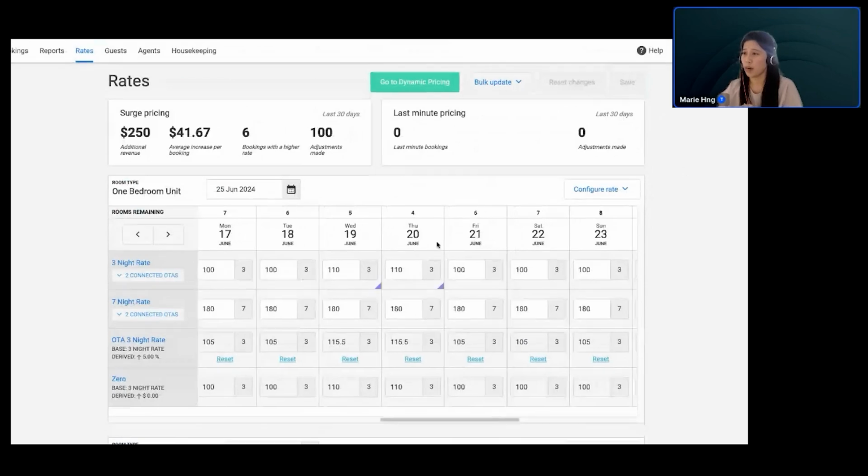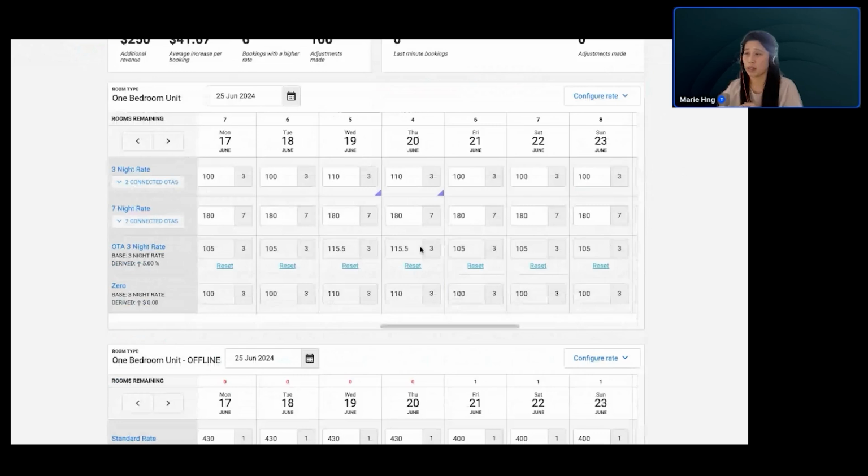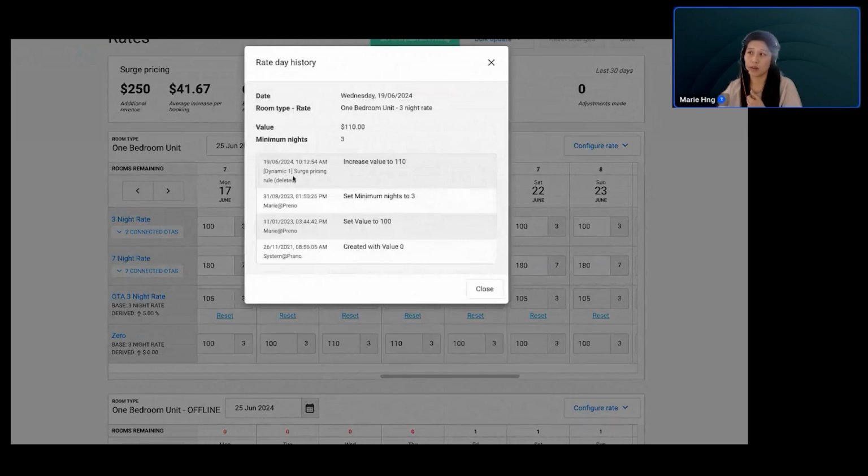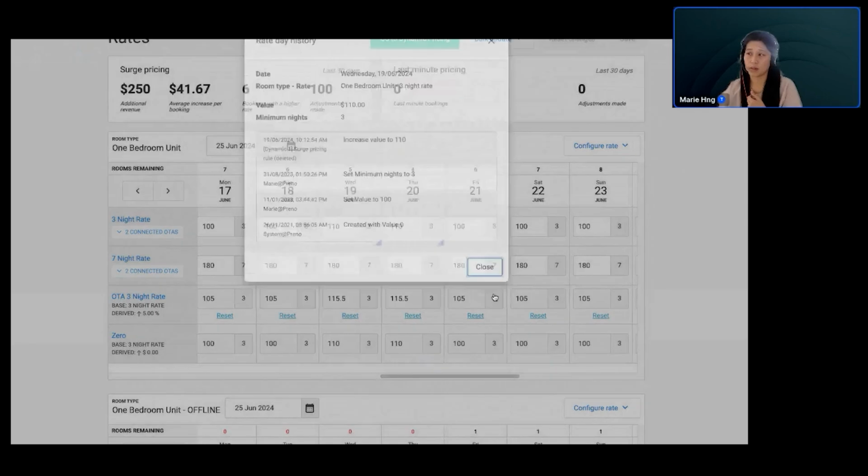So how you can tell dynamic pricing has been applied over a given date is this little purple triangle here. This tells me that this rate has actually been increased. You can also click on it to show the history, where dynamic pricing has increased the rate.